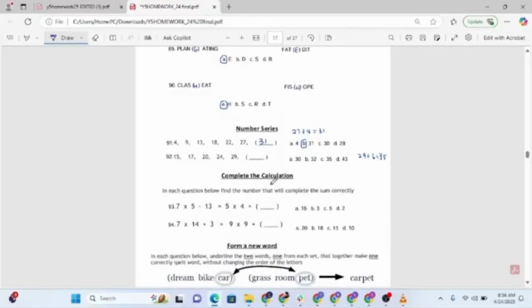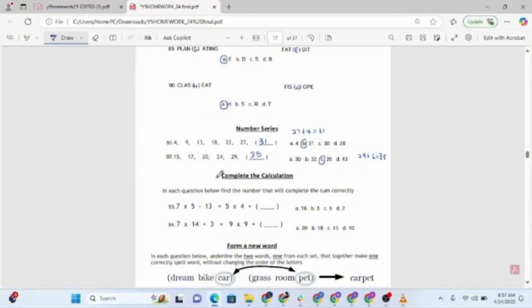Question 92. The number series is 15, 17, 20, 24, 29, blank. The correct answer is option C, 35. Explanation. Check the differences between each number. 15 to 17 is plus 2. 17 to 20 is plus 3. 20 to 24 is plus 4. 24 to 29 is plus 5. The numbers being added increase by 1 each time. So next we add 6. 29 plus 6 equals 35. Therefore, the next number in the sequence is 35.